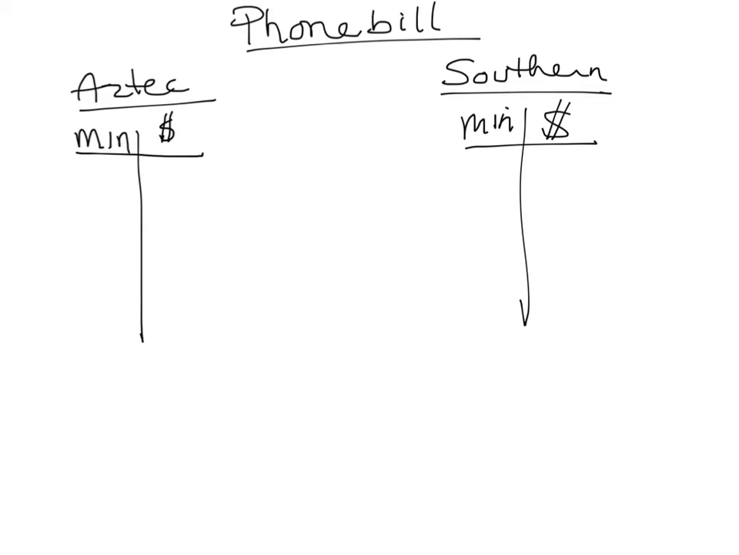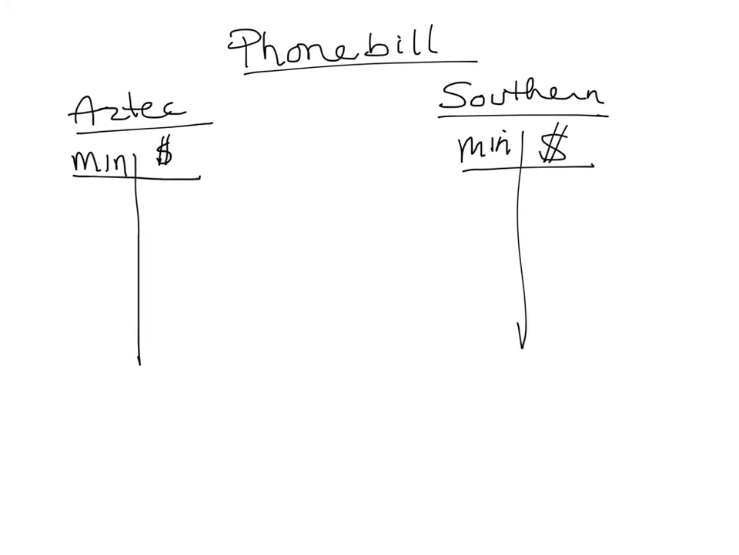Alright, so you have two phone bills that you need to compare. You gotta look at what information is given. So we have the Aztec company, and it charges $50 plus 15 cents per minute. And then you have the Southern company that has no fee, but it's 25 cents per minute.